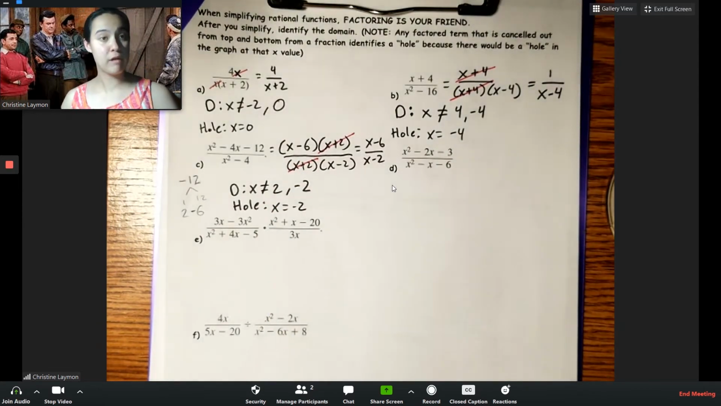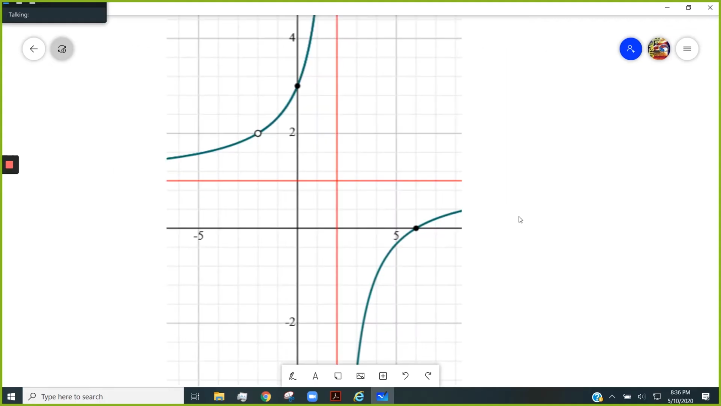Let's pop over to the graph and see what that looks like. Here is that third graph. We see that we have a y asymptote and an x asymptote, and here is the hole.